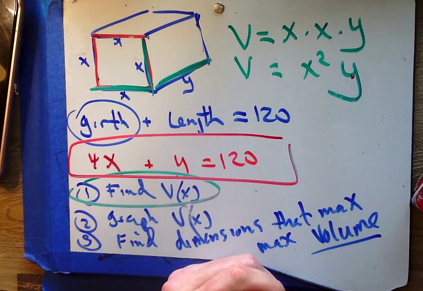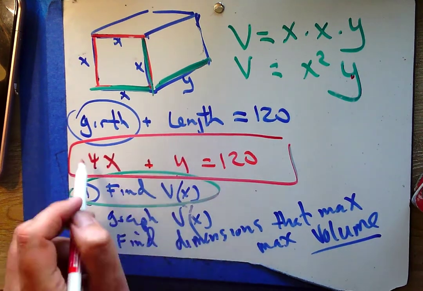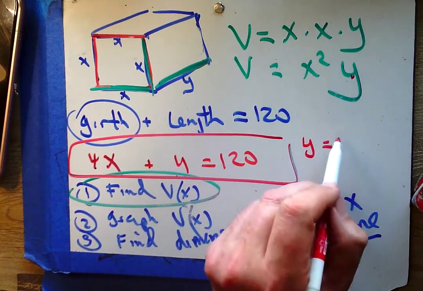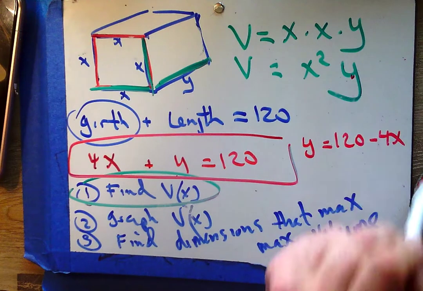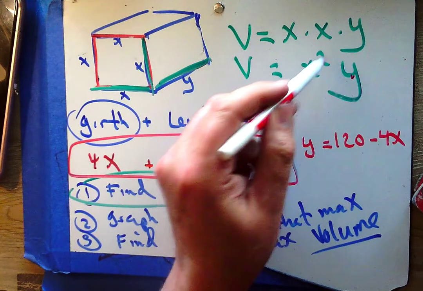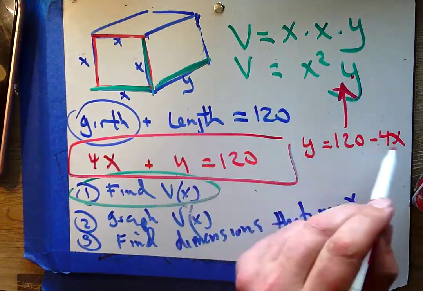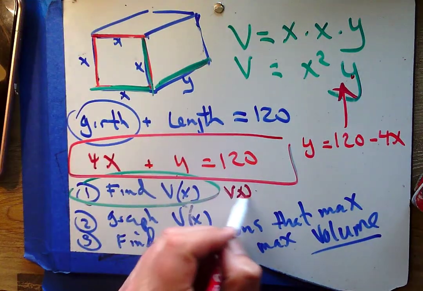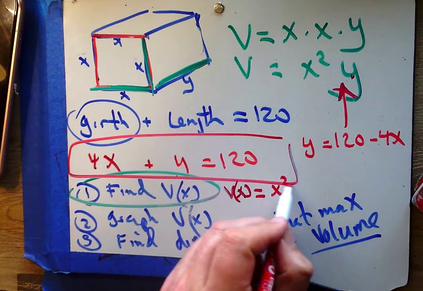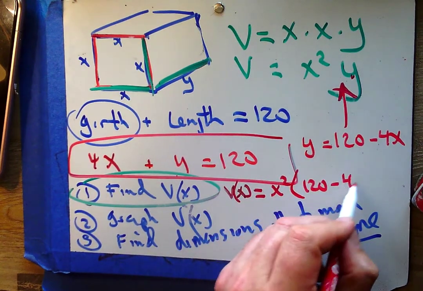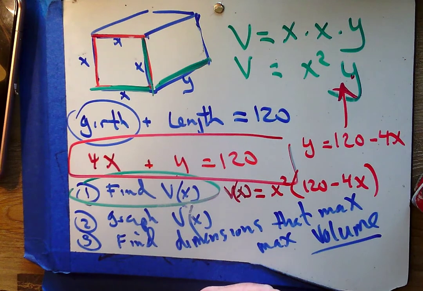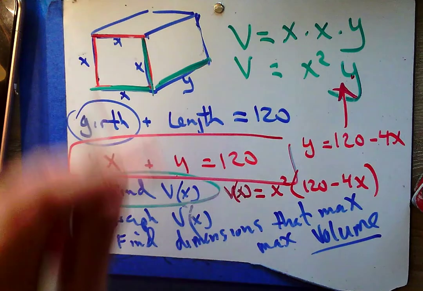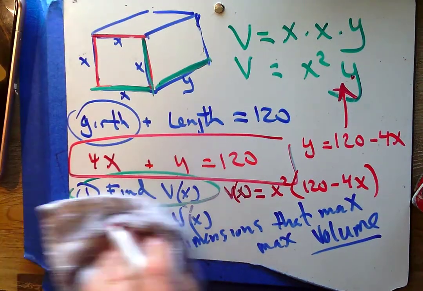There's my helping equation. I'm going to solve this equation for y by subtracting 4x from both sides. Y equals 120 minus 4x. Now, when I see y over here, I can replace y with this x stuff. So what am I going to get? Well, V of x will be x squared times 120 minus 4x. Oh, look, it's all in terms of x's now. That's great. So next we're supposed to graph V of x.